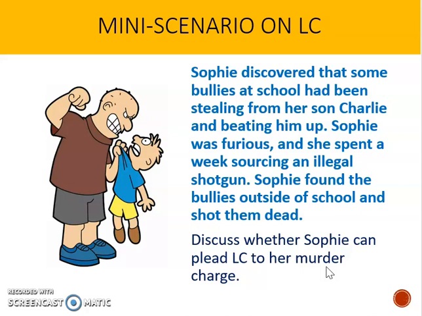So what that means is, if in the exam you got this scenario and the question was, advise Sophie, you would have to do a full IDEA on murder first, because of course she's shot dead these bullies, so that's the crime she might be guilty of, murder. And then you would say, once you've dealt with the murder, however, she may be able to plead the defence of loss of control because of what's happened here with Charlie, and then you would do a full IDEA on loss of control, which we're going to look at today.